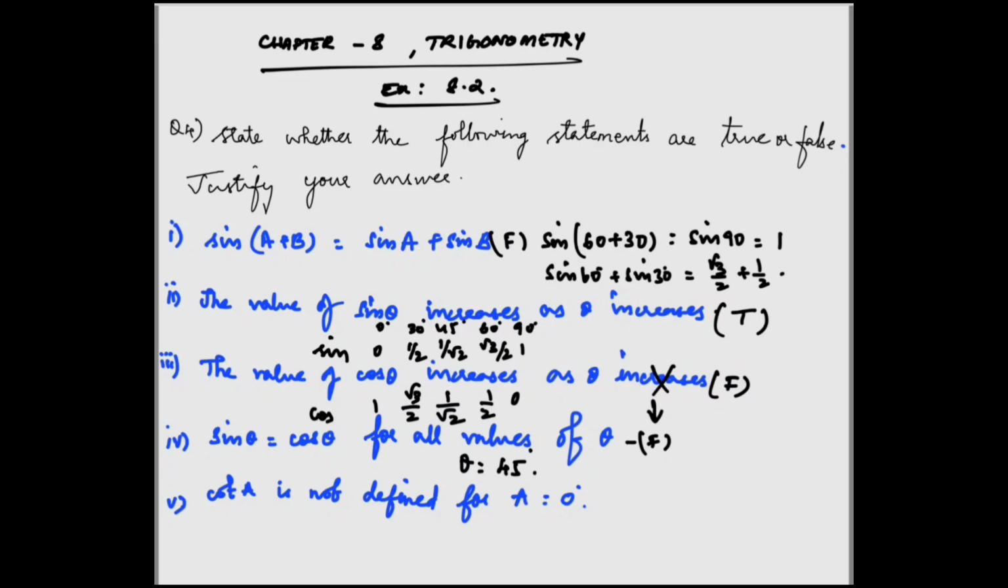Fifth question, cot A is not defined for A equal to 0. Cot 0 is 1 by tan 0, which is equal to 1 by 0, which is undefined. So this is a true statement.